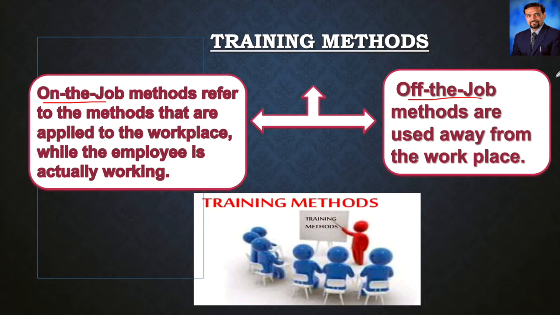Then comes the off the job method. Off the job training is what? It is the method in which training is provided to the employee away from his job. This method involves learning before doing, right? So you can remember this: learning while doing, and this is learning before doing. The trainee is separated from the job and his attention is focused on learning the material related to his future job performance. For example, vestibule training.